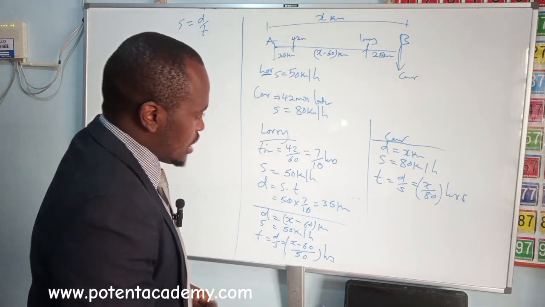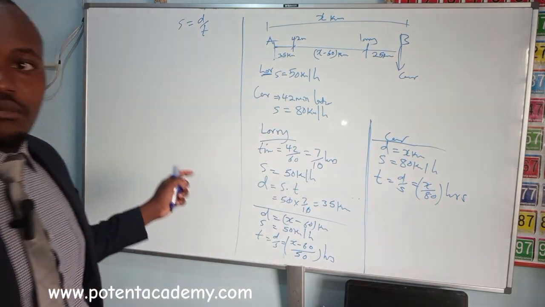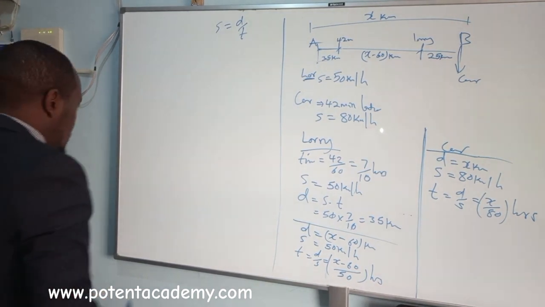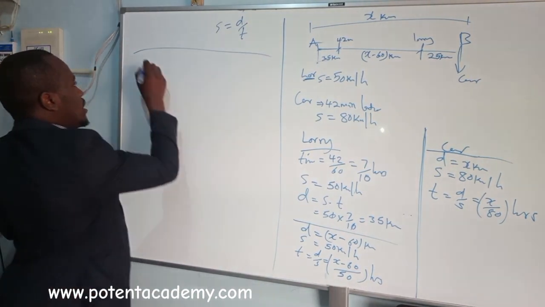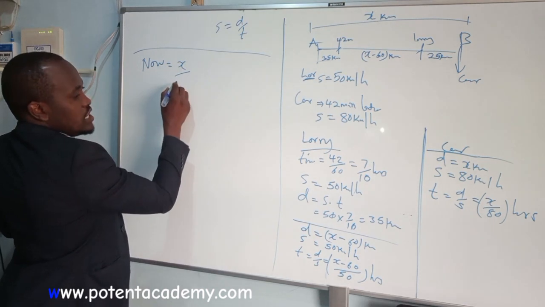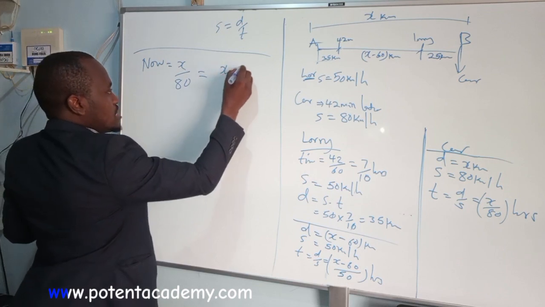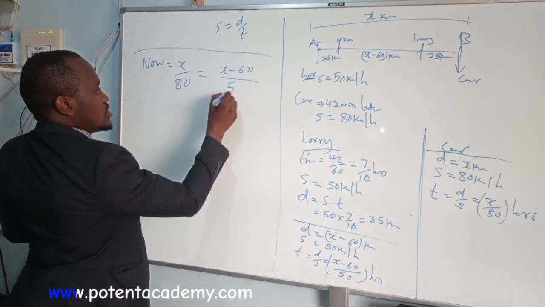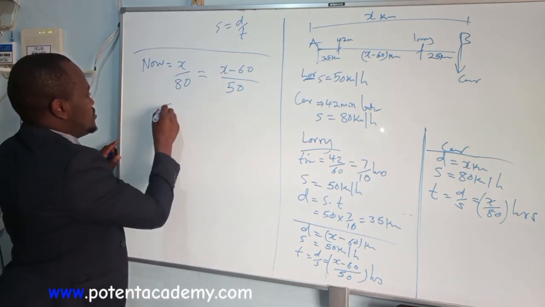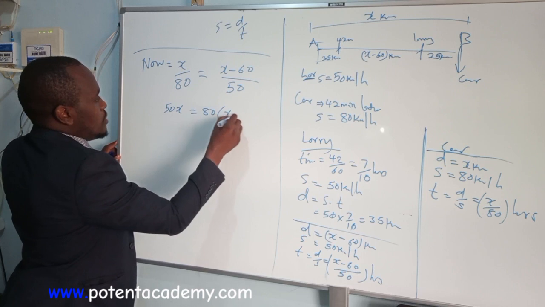I hope now this one will not be confusing. Let me just use this area. And say that x over 80 is equal to x minus 60 over 50. Just equate this and solve. Now you have to cross multiply. You have 50x is equal to 80 in brackets x minus 60.